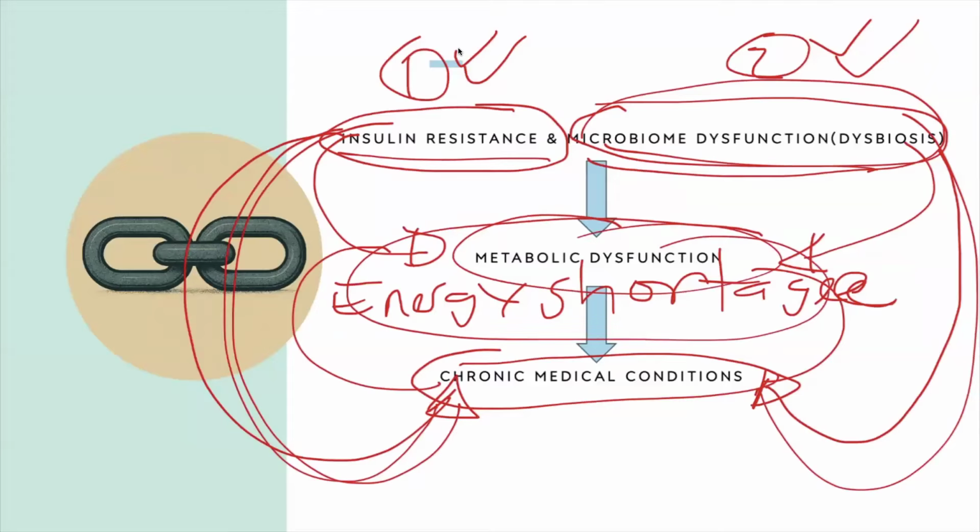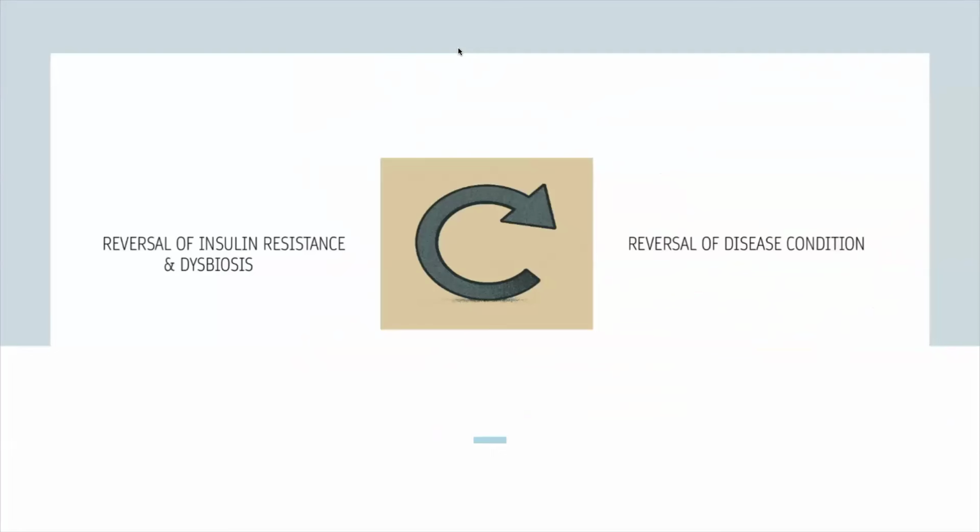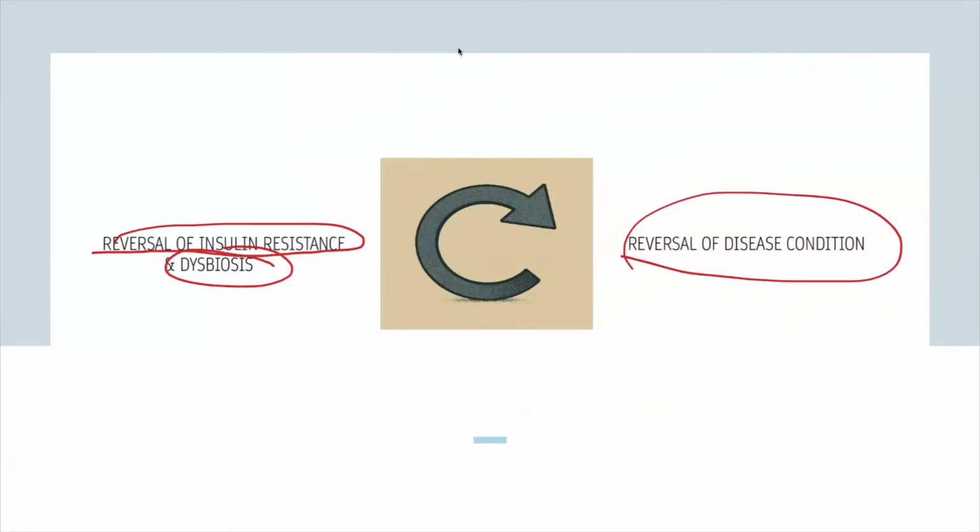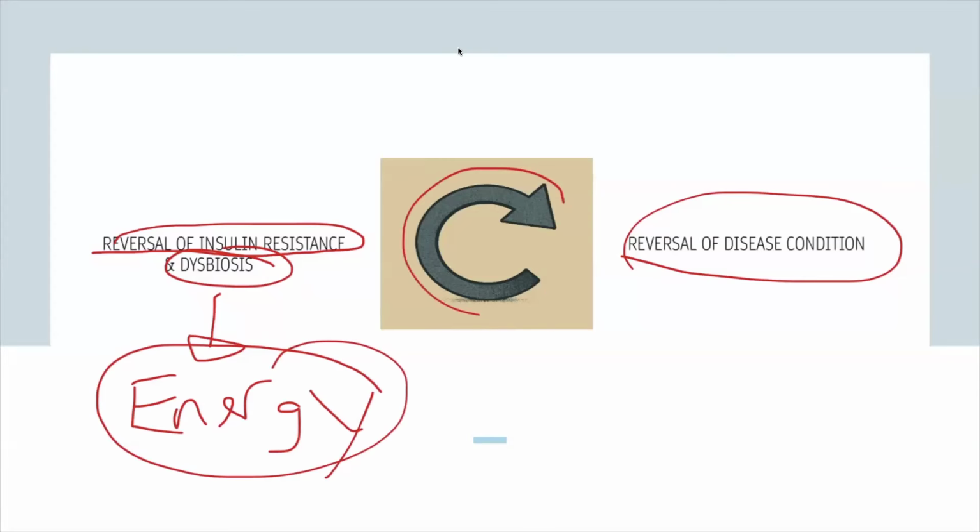there is now a good amount of evidence that shows that if you reverse these two root causes, the insulin resistance and the dysbiosis, you will reverse the disease condition. Because what happens is that these two root causes still deprive the body of energy. Now, when the body doesn't have energy to function, it malfunctions, the disease process. If you are able to restore the stolen energy, you can reverse the disease condition.